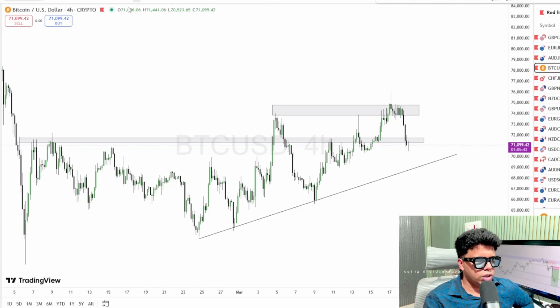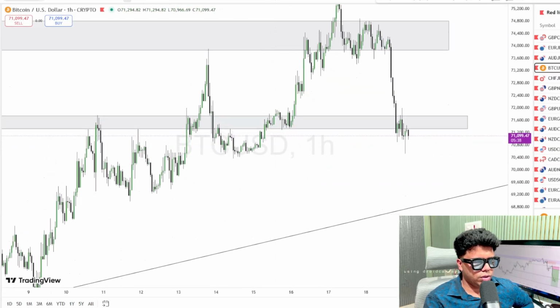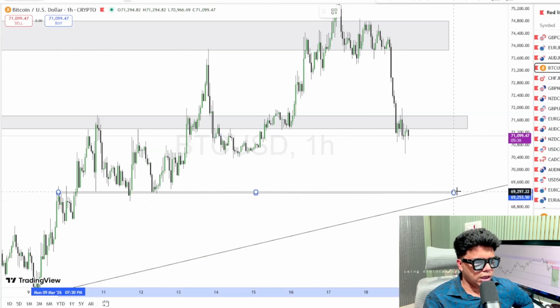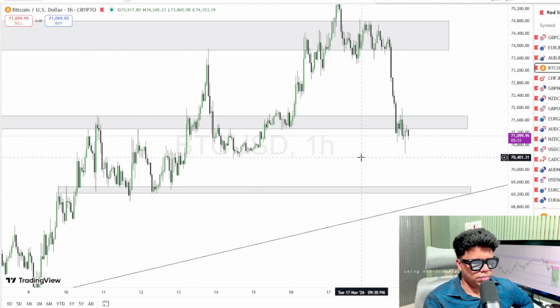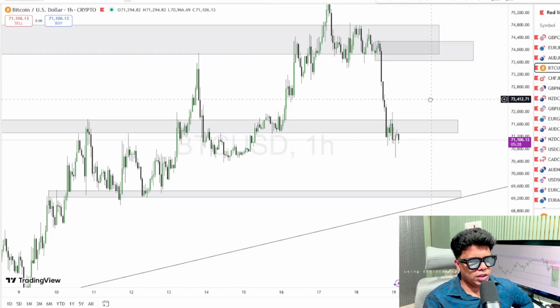Right now I'm switching to an even lower time frame, the 1-hour time frame. So what's going to happen in the 1-hour time frame? See this, we can see a different kind of support zone which is created here. And then what happened? It's a supply zone. We can see the supply zone in the 1-hour time frame.